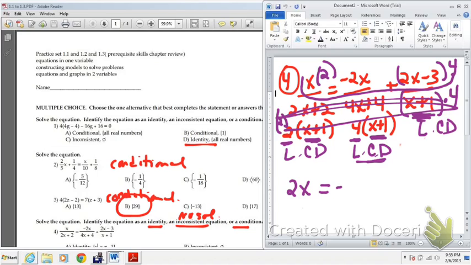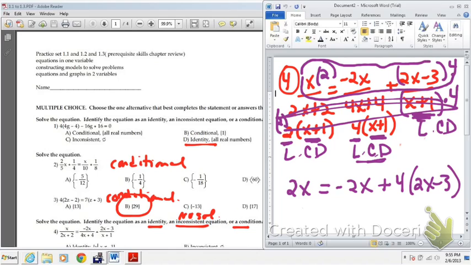2x equals negative 2x plus 4 times the quantity 2x minus 3. Aha! Maybe you're noticing that all I did was grab the numerators and let that be my equation that I need to solve, because the bottoms have already been equated, so you can focus on the tops, the numerators. Okay? Keep cleaning. That's going to be 8x minus 12.